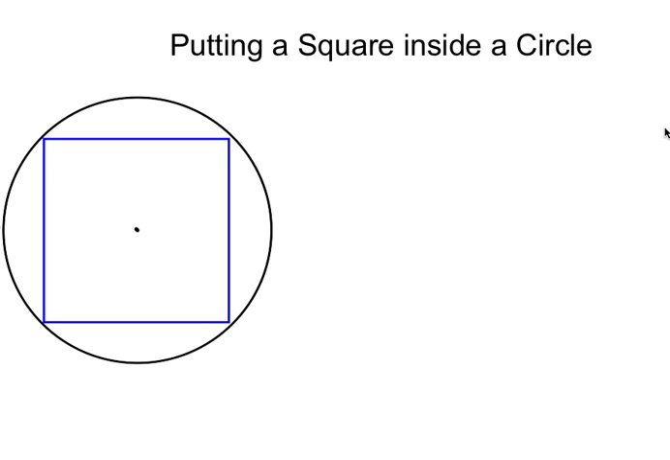One of the most common questions about circle geometry is, how can we put a square, like this blue square here, inside of a circle? What is the largest square we could put inside?